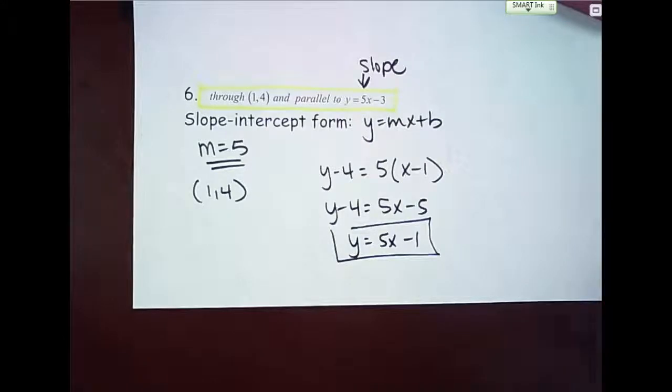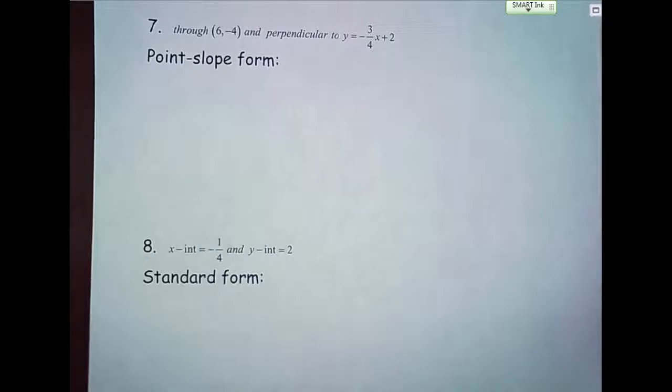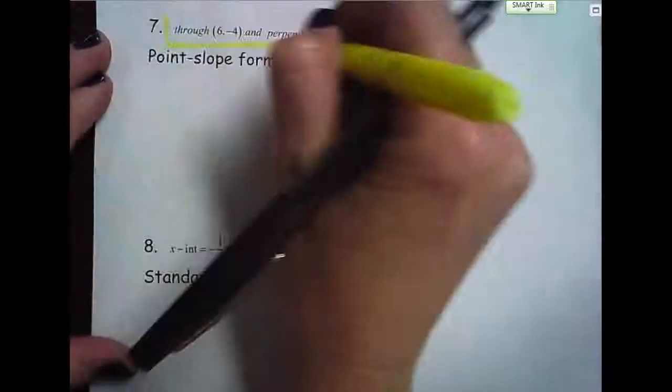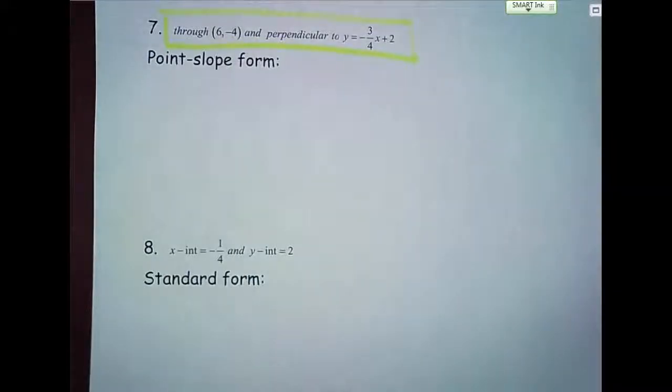Number 7. What kind of line am I asking for here? Kind of my favorite. They're the easy ones. Point slope, correct? What info did it give us? It gave us a point, yay. And it gave us a slope, kind of.